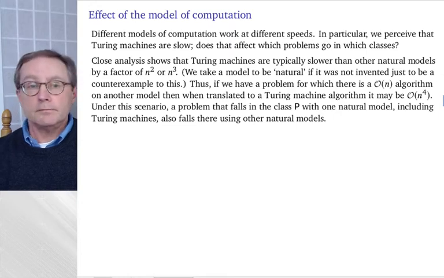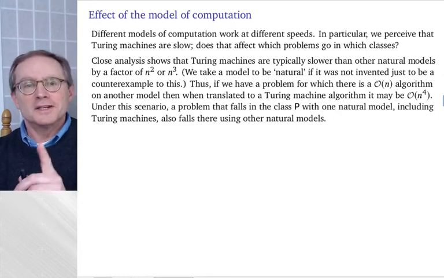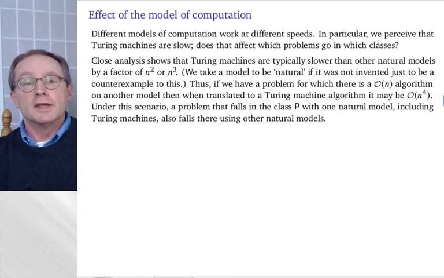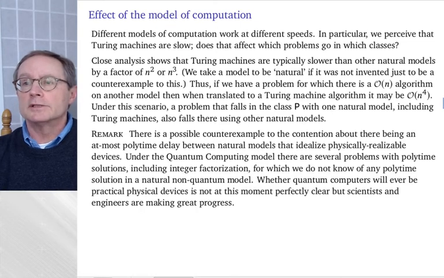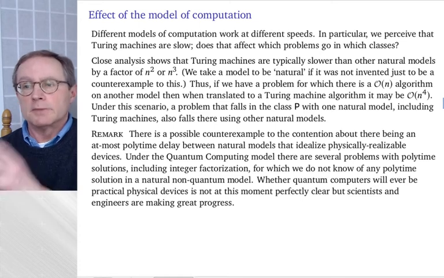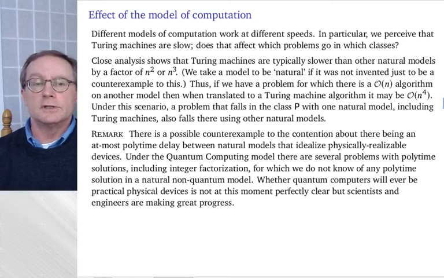Okay. But one of the exciting things about this course is that sometimes you wake up in the morning, you get your coffee, you sit down, and you read what's going on, and things are different than they were yesterday. So this is an example, because what's happening now, very exciting, is that there is a possible counterexample to the contention about there being an at most polynomial time delay between different models. That Turing machine, the random access model, different models that idealize physically realizable devices.